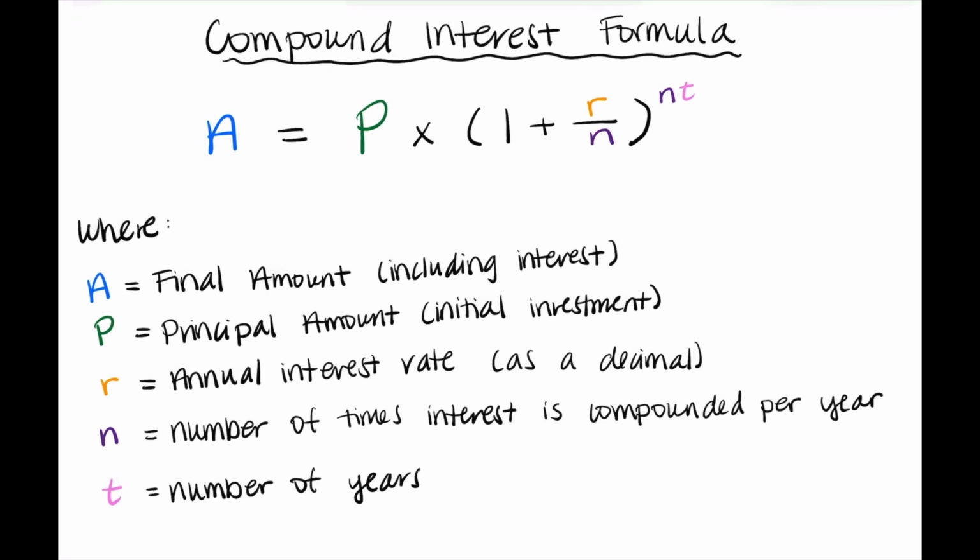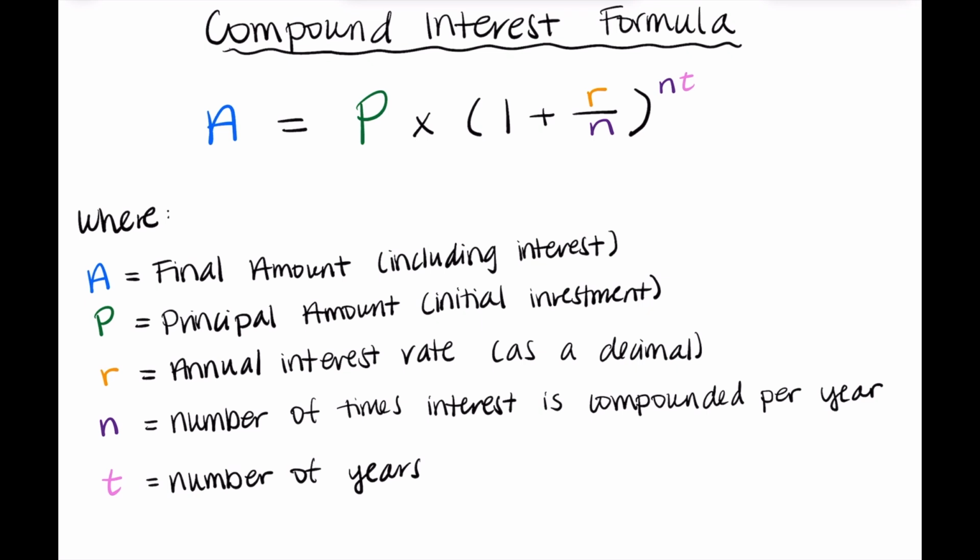Then you have R. R is the annual interest rate. And just like in simple interest, your interest rate always needs to be as a decimal. Then we have N. This is new and different than the simple interest formula. N is the number of times the interest is compounded per year. And then T is just the number of years. So write this down in your notebook, as well as what every single one of the variables stand for. And once you have done that, we will get into our practice section for today.